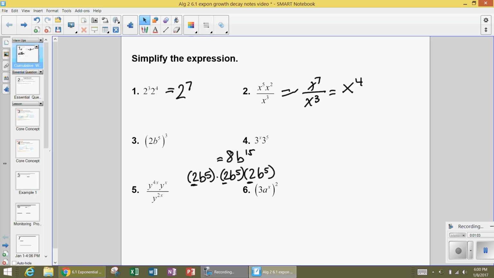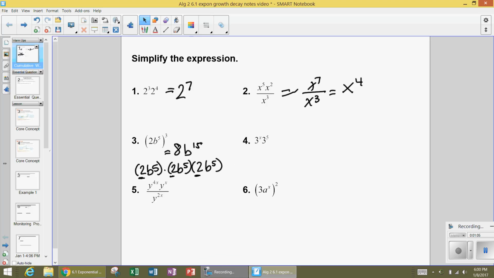Number 4, our bases are the same, so we're going to add the exponents. This one's kind of a little weird. It's just going to be 3 to the (x plus 5) power, and I am going to put it in parentheses to make sure that we know that plus 5 is up in the exponent spot.